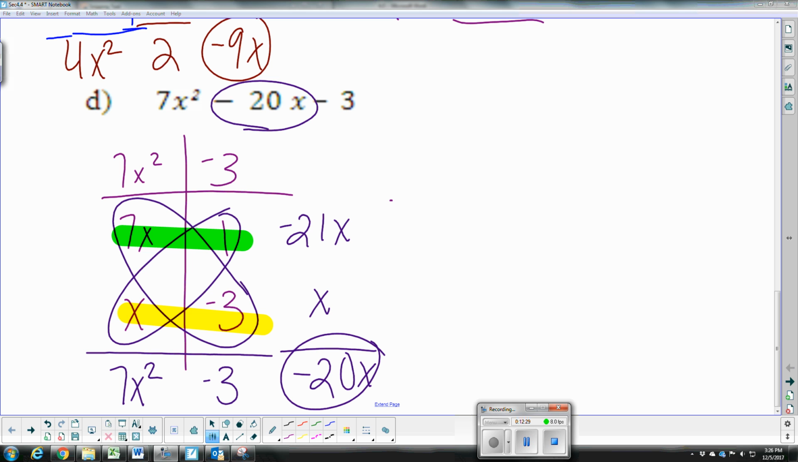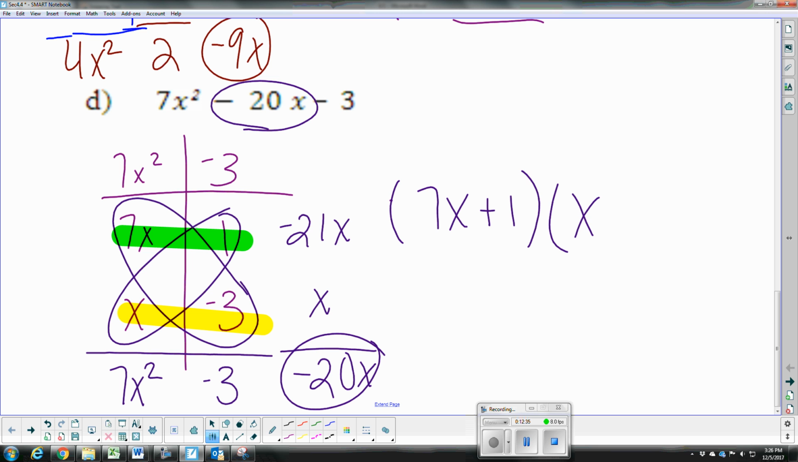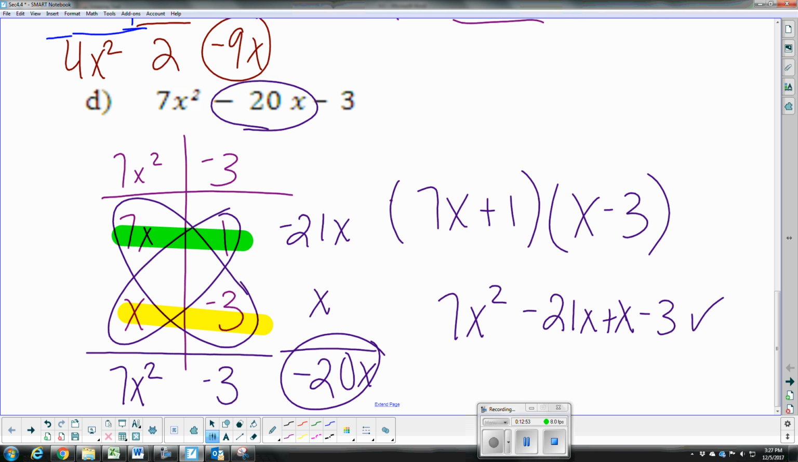So when you go ahead and set this up into factored form, you have 7x plus 1 times x minus 3. Now, if you multiply these out, use FOIL, just to double check your answer, that's 7x squared minus 21x plus x minus 3. And yes, that's what you want. That's exactly what you started with. -21x plus x is -20x.